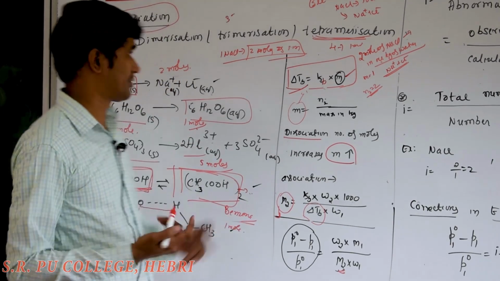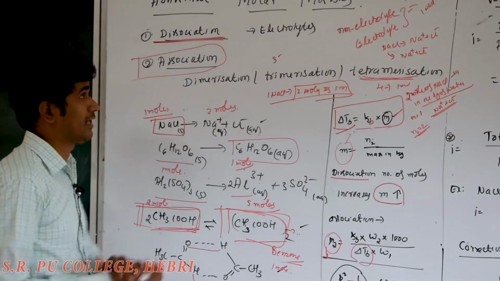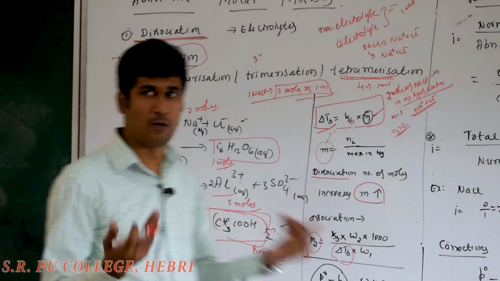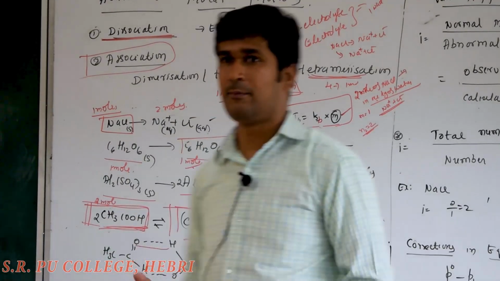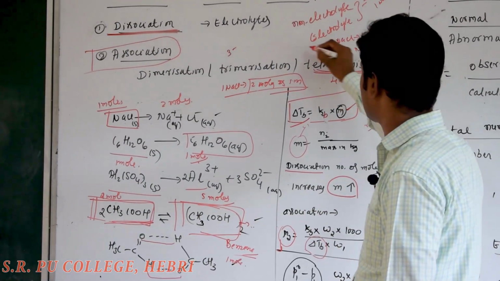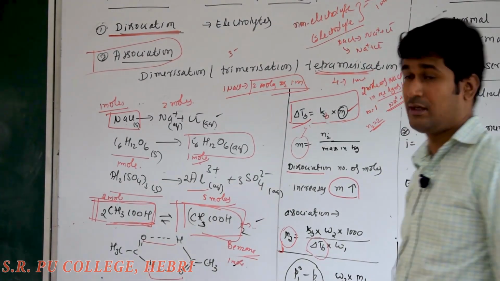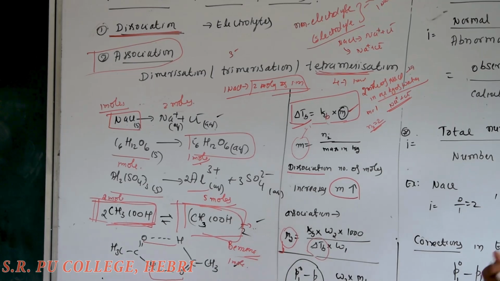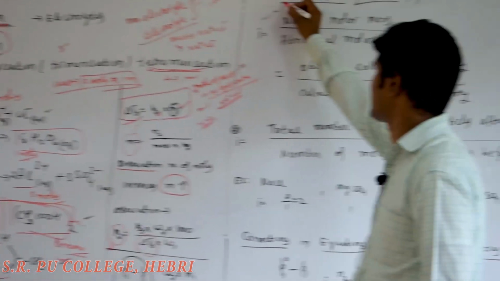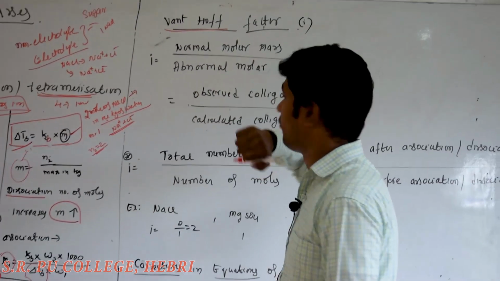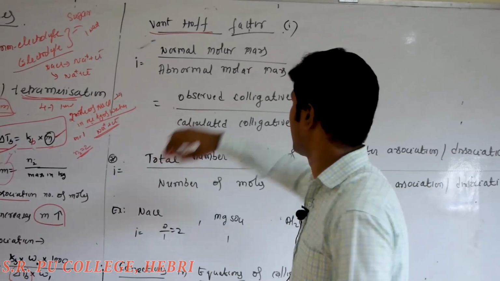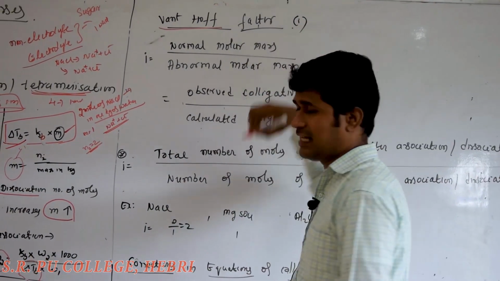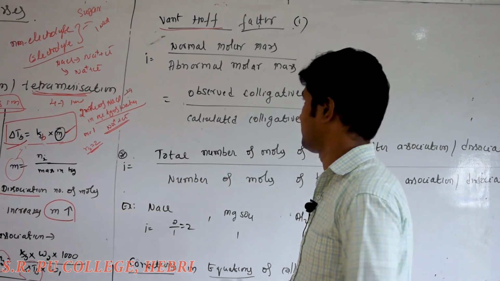Now we have to correct it. If you use non-electrolytic solutes, no problem. We are getting normal molar masses. If you are using electrolytes, then we have to correct the abnormalities. The correction term was first introduced by a scientist named Van't Hoff. He introduced a new factor which is known as the Van't Hoff factor.